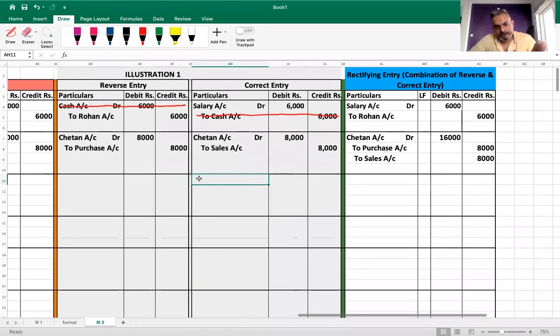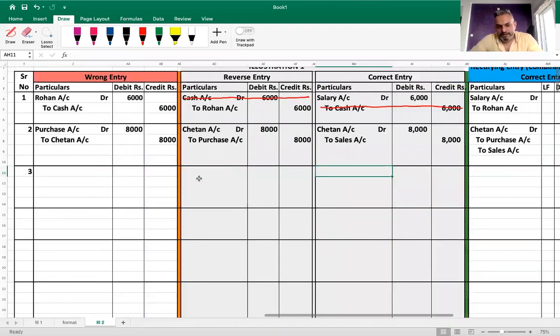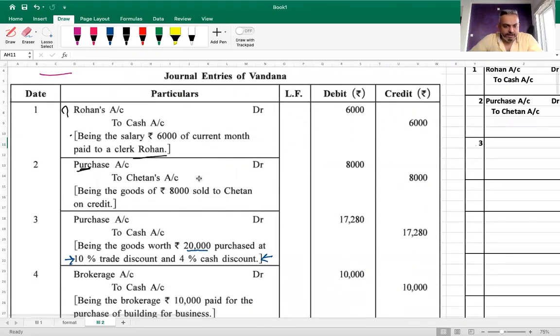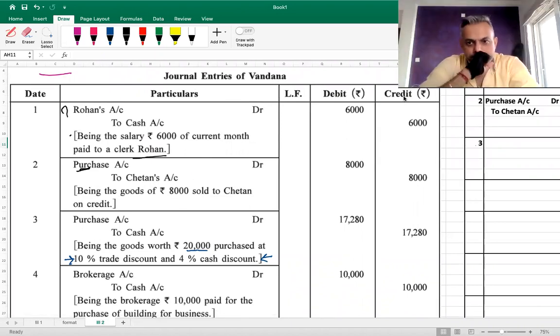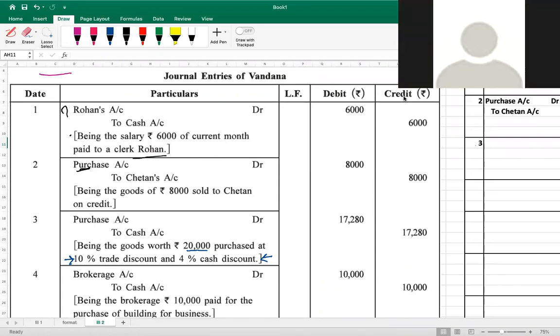Then we have the wrong entry. So first let's make the correct entry. Now once again I'm reading the transaction. Goods worth 20,000, purchase at 10% trade discount and 4% cash discount. Now first tell me, is this a cash or a credit transaction? Cash.